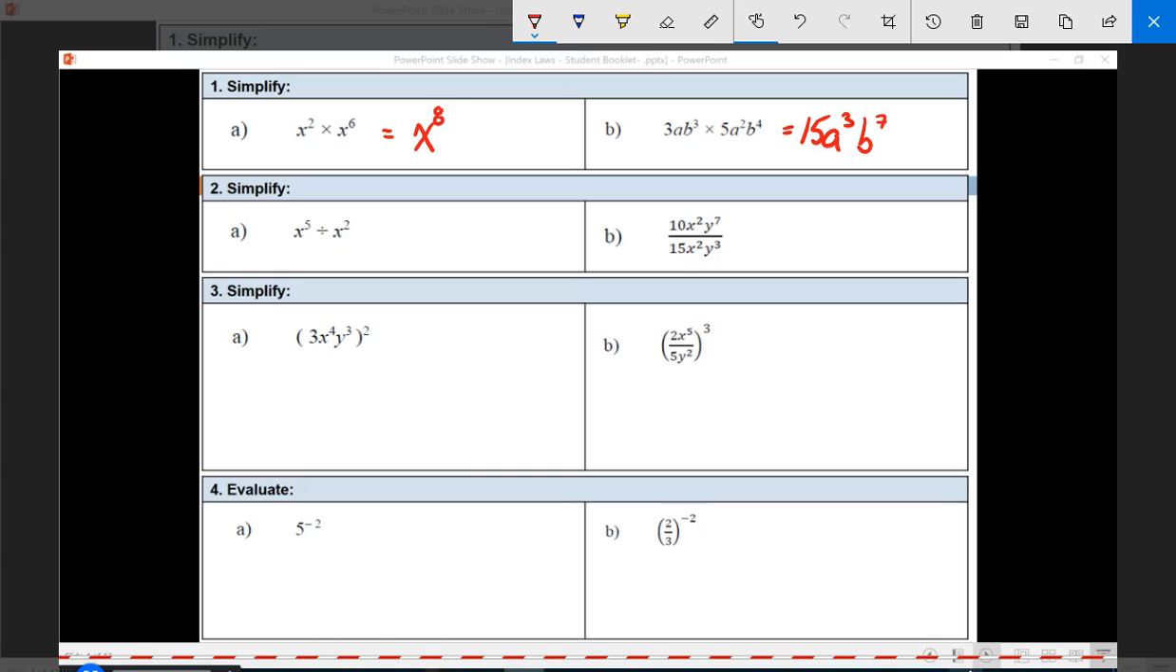Okay, the next one. Guys, what am I doing for 2a? What am I doing with the indexes? Yeah, subtracting or minusing. X to the 3.